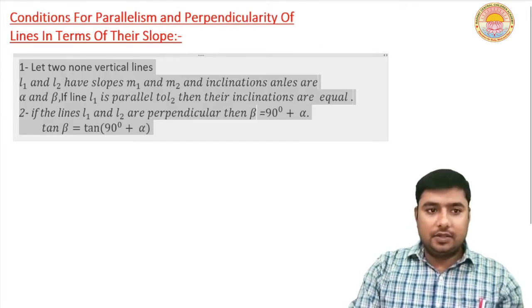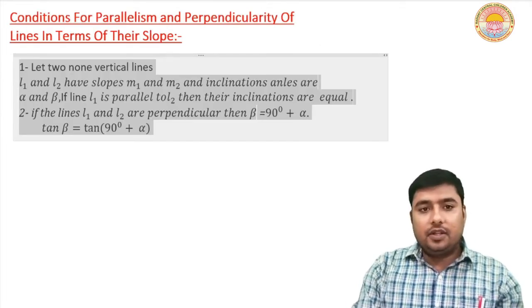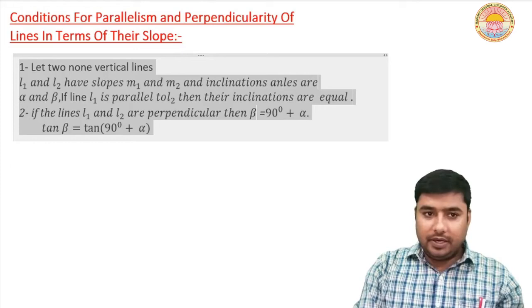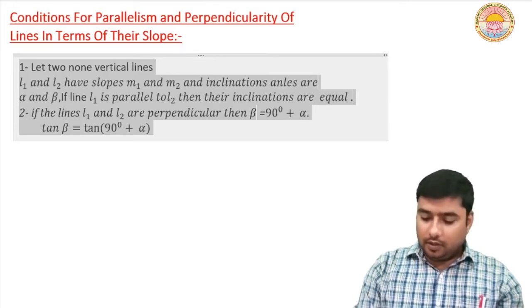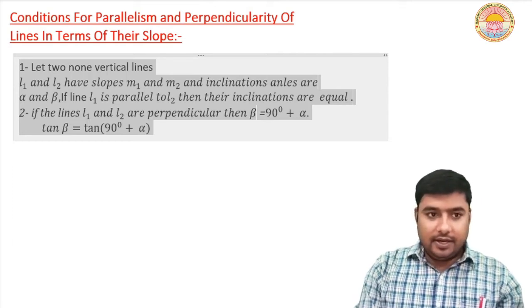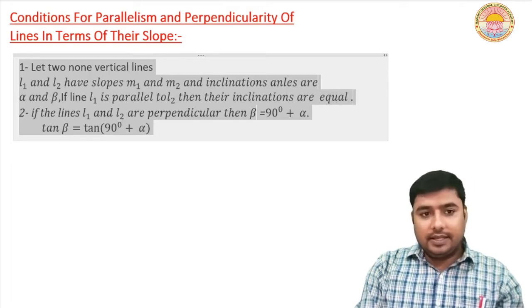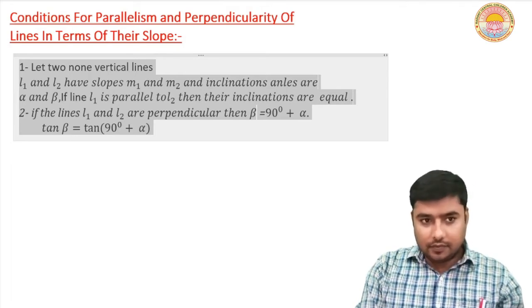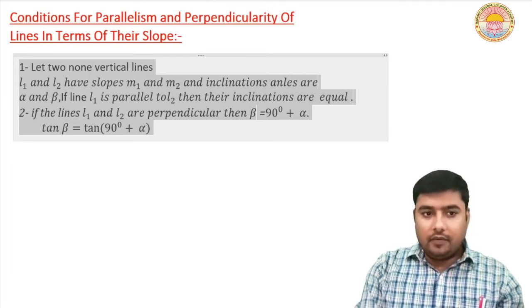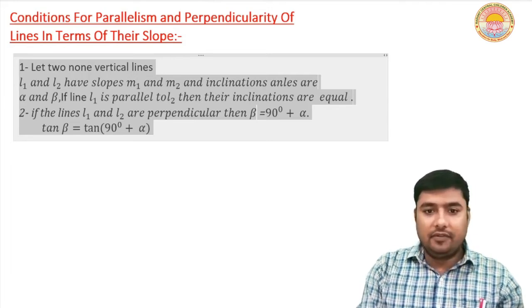What is next? Conditions for the parallelism and perpendicularity of lines in terms of their slope. That means parallelism. Let two non-vertical lines L1 and L2 have slopes m1 and m2. Non-vertical means the angle of intersection of these lines is not equal to 90 degrees. Inclination angles are alpha and beta.